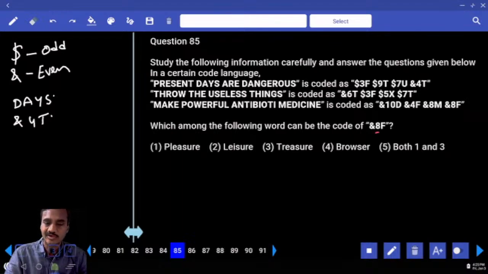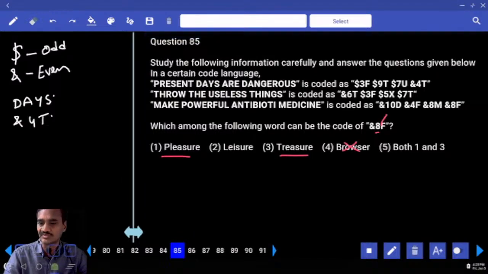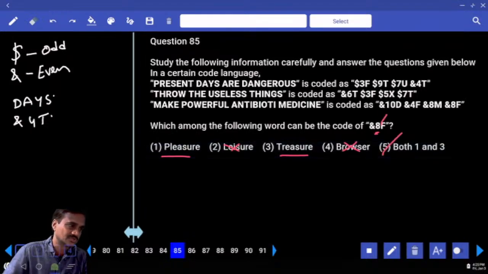8-letter word. 8-letter word, yes. F on the previous letter, the last letter must be E. And E and 8 letters. Now 8. Here there are only 7. Then at the same time 8, hence both 1 and 3, choice 5.